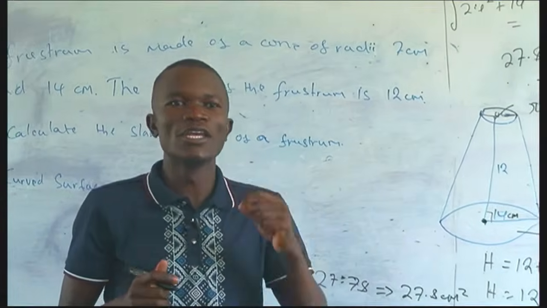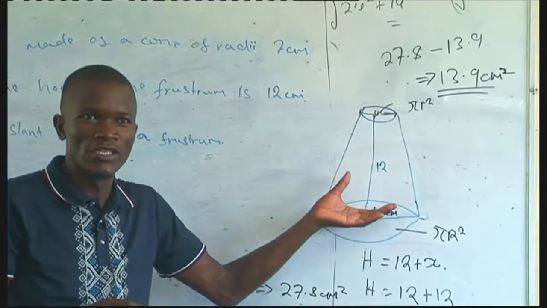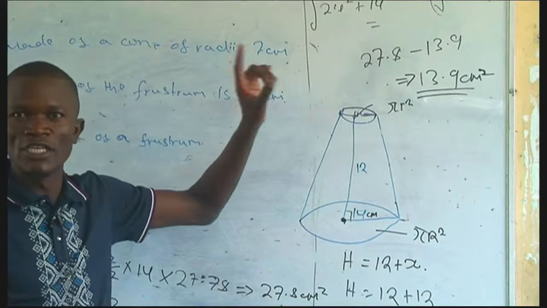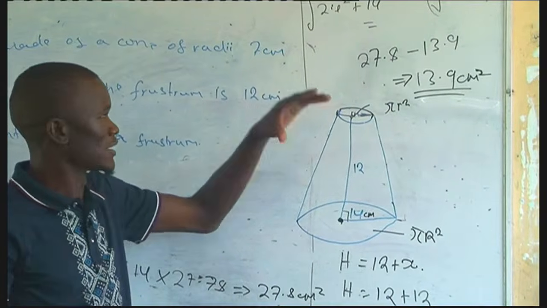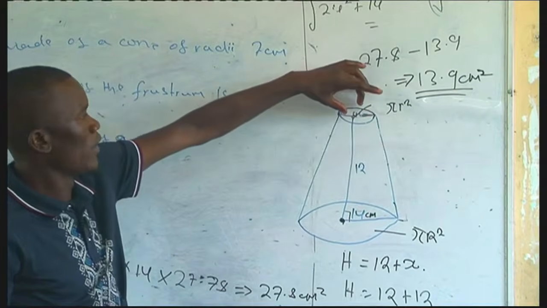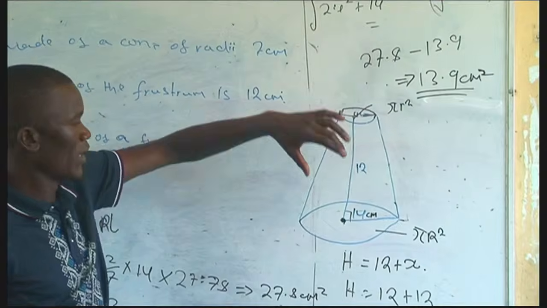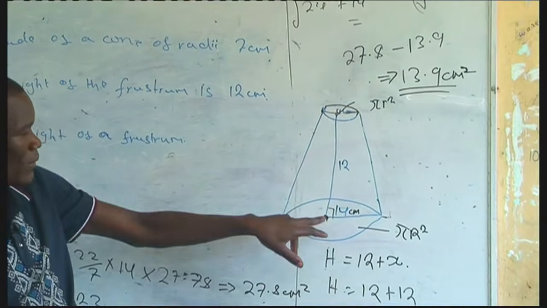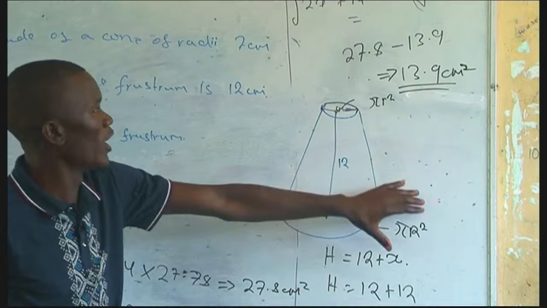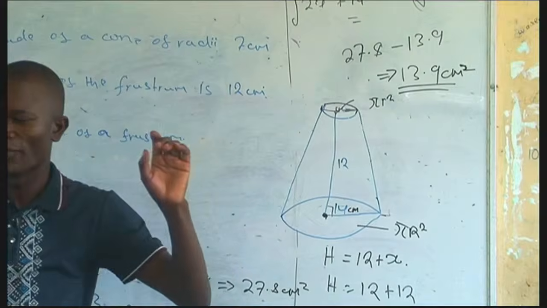If and only if our frustum is in a solid form, I'm saying every part is covered. We have got the curved surface, we have got the upper part, you get its area. We have got the bottom part, you get this area. You add everything here, you get the surface area.